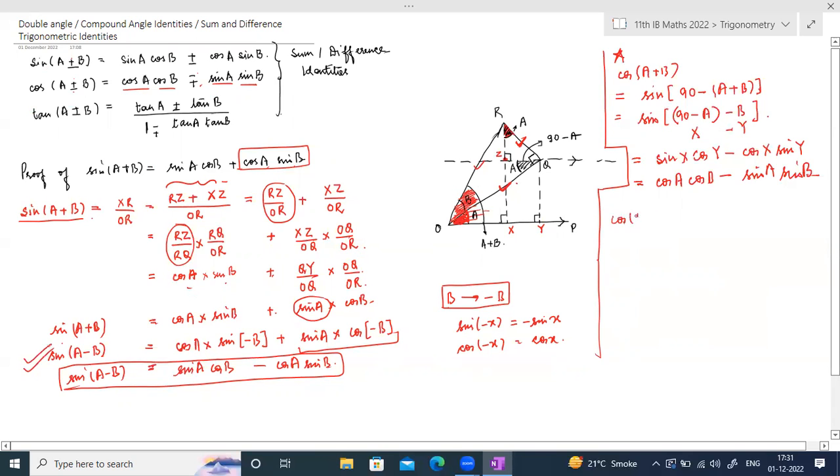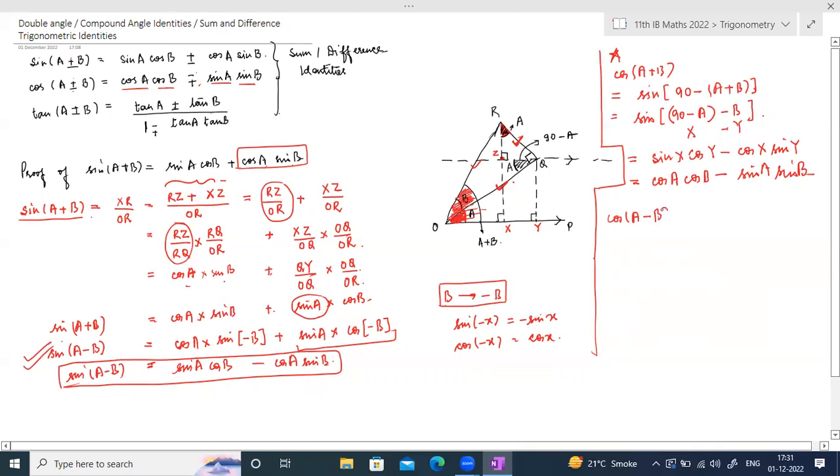And similarly, if you want to prove cos A minus B, just replace B with minus B. The first term will not have any difference because cos of negative B is cos B itself. And minus sin A sin B will become plus sin A sin B, because sine of minus B will be minus sin B, and minus minus will become plus. So this proves the second identity, of course.